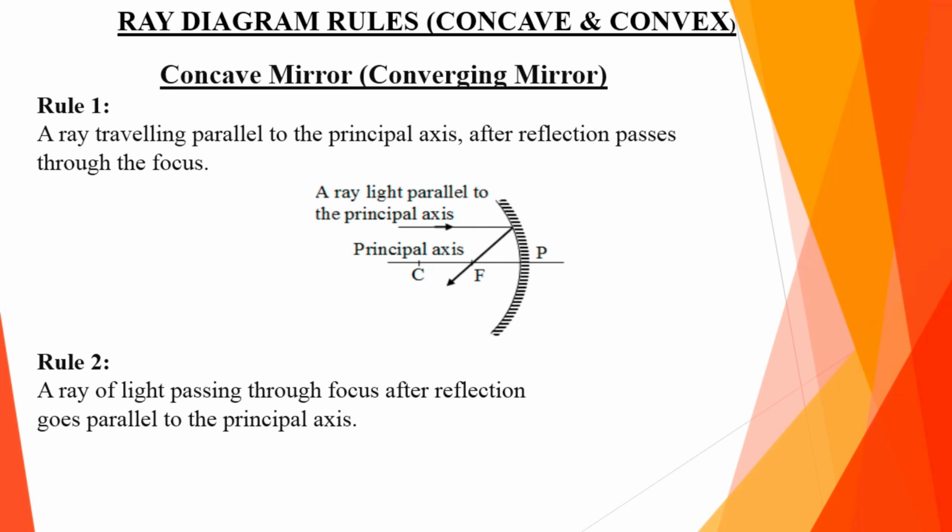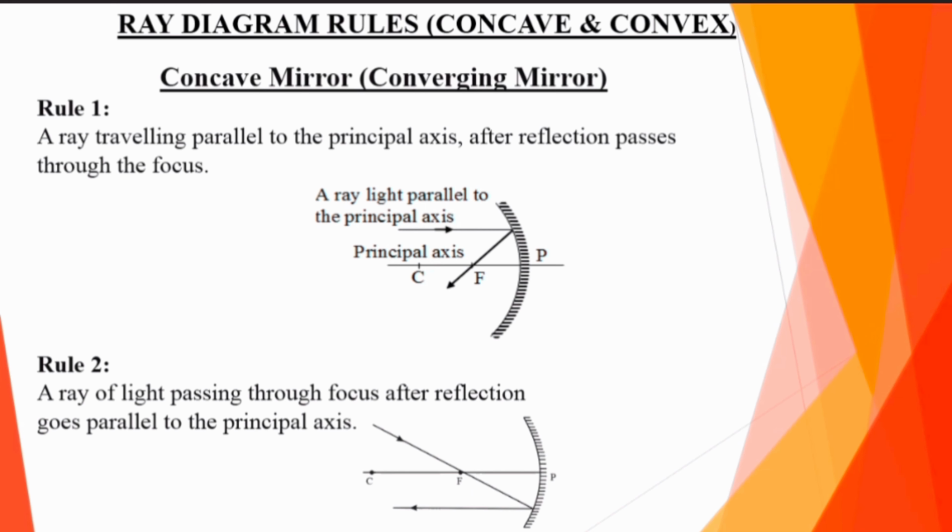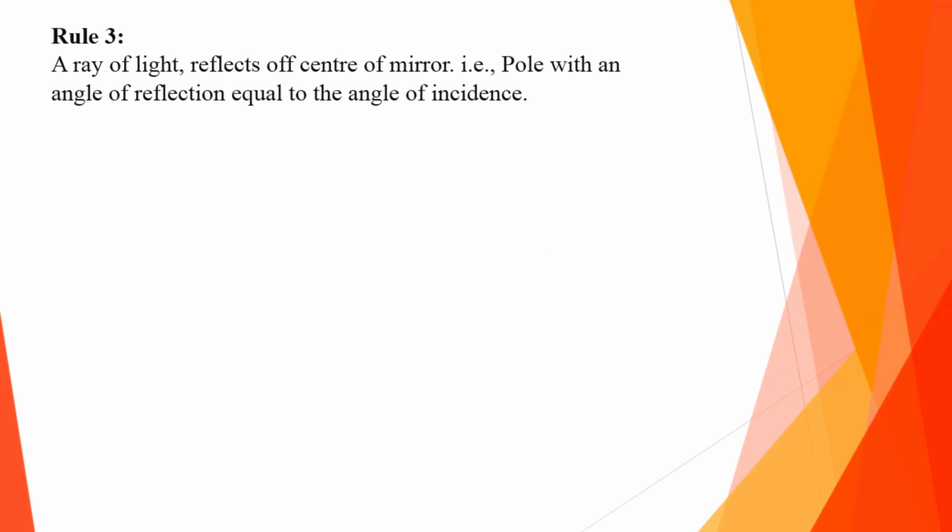So you can see there are some similarities between rule number 1 and 2. In rule number 1, the ray of light parallel to the principal axis, after hitting the reflecting surface, passes through the focus. But in rule 2, if a ray of light passes through the principal focus, after reflection it will travel parallel to the principal axis.